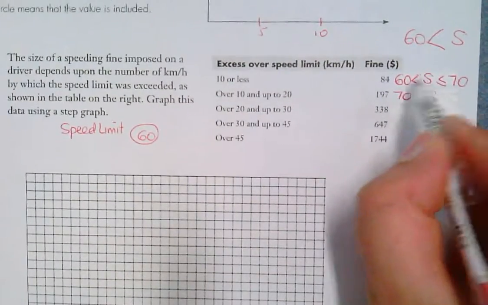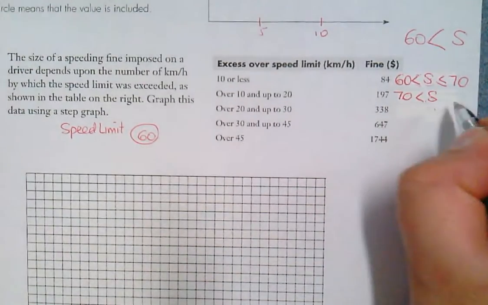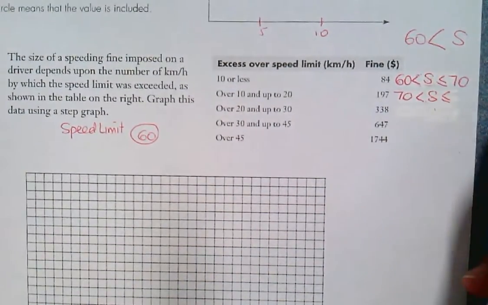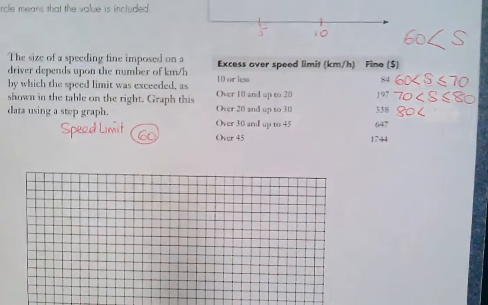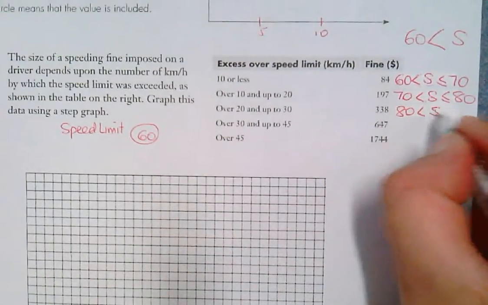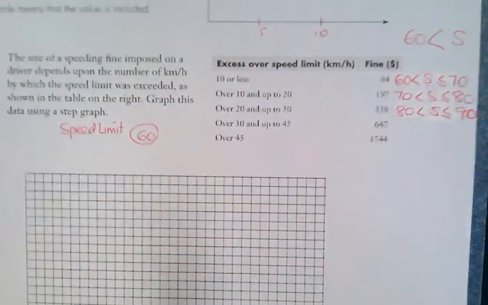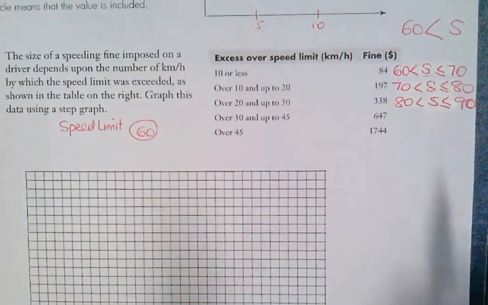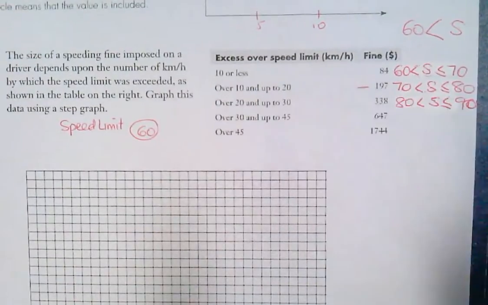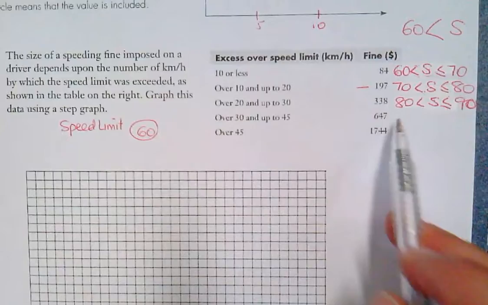So, the speed is greater than 60 but less than or equal to 70. The speed is greater than 70 but less than or equal to 80. Do you get what I'm doing? If the speed is greater than 80 but less than or equal to 90. Do you get it? So girls, if you were doing 80 kilometers an hour, they read the second line, not the third. Does this make sense?